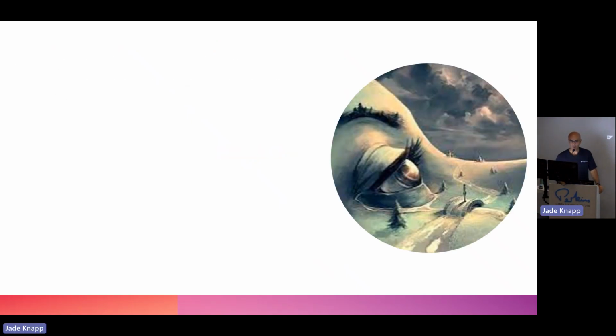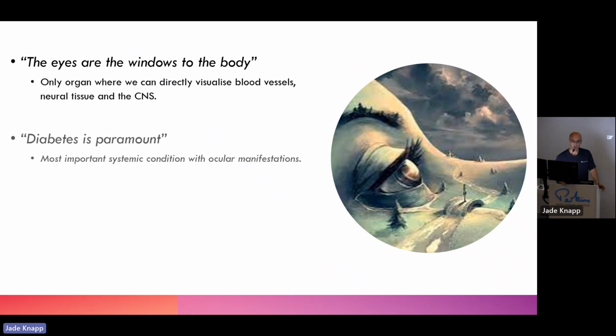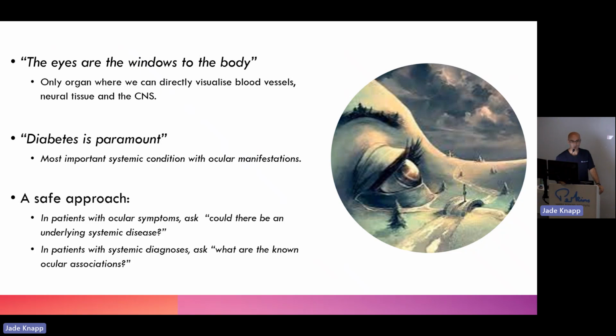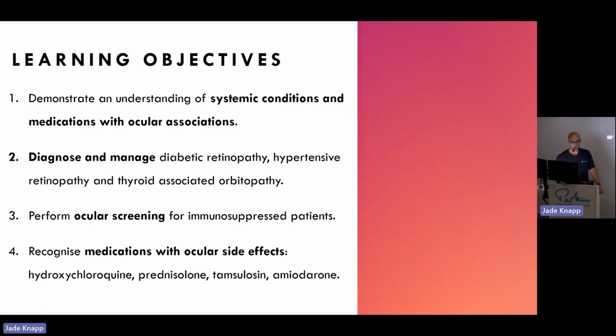That's the meat of the lecture over with. So just remember, you can see stuff inside the eye that you can't see in examination elsewhere. So make use of that. Don't forget diabetes. That's the single most important condition that we've covered. And just think about ocular manifestations when there's systemic disease. Hopefully we've checked off all of those things.